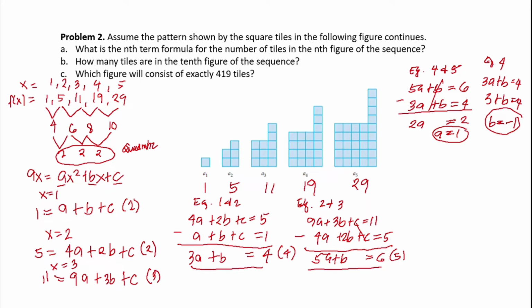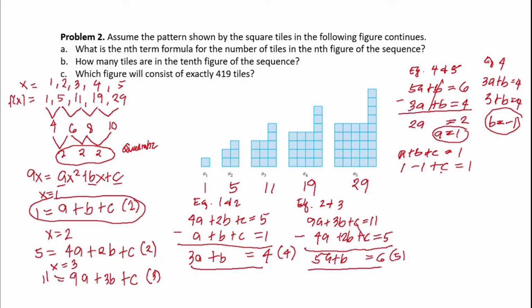So now we have a is equal to 1 and b is equal to negative 1. By the use of equation 1, very simple, we have a plus b plus c is equal to 1. So a is equal to 1, b is negative 1, plus c, unknown, is equal to 1. So 1 minus 1, c is equal to 1 minus 1.